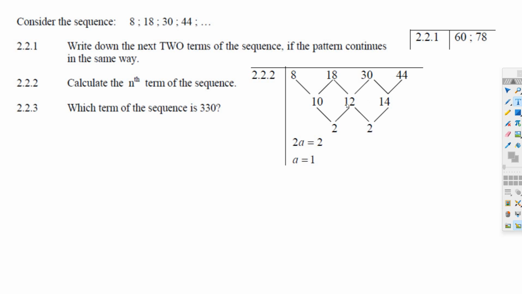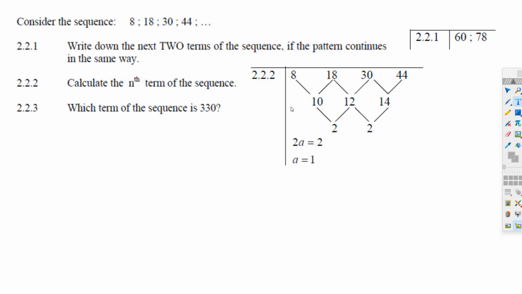Well, if this is going up by 12, it's got to go up by 14. So the next term's got to be 44. Right, well, we see that. So the next term's got to go up by 16. So 44 plus 16 is 60. And then it's got to go up by 18. 60 plus 18 is 78. That's how you can get these next two numbers, because it's going up by 2 more each time, by 10, then by 12, then by 14. Then you add 16, then you add 18.